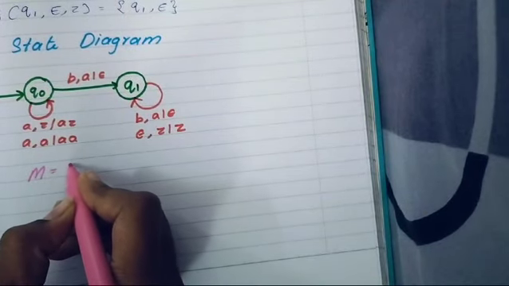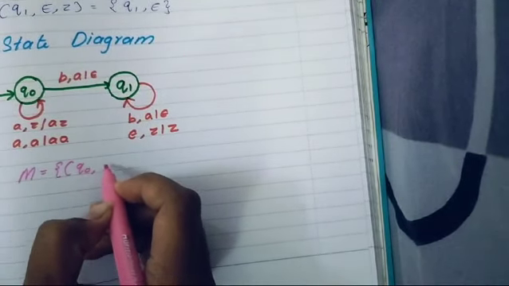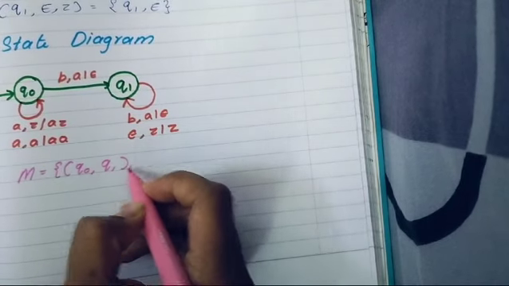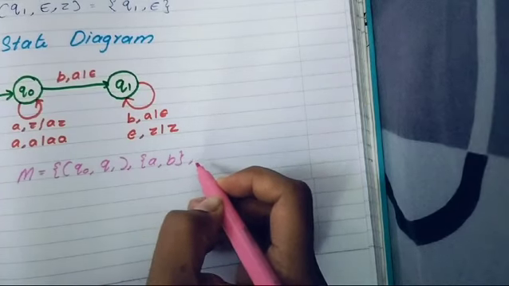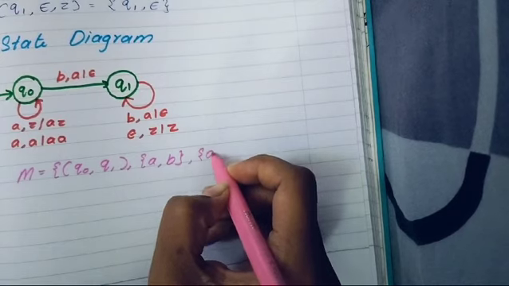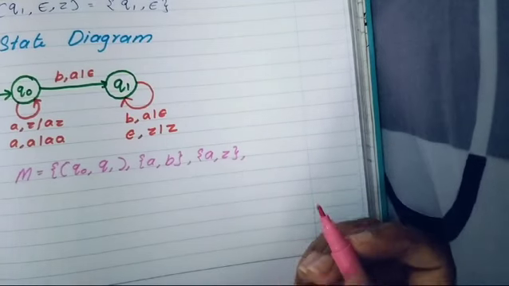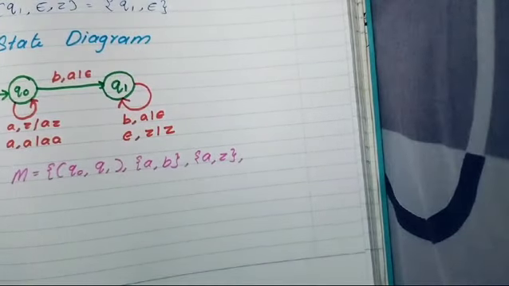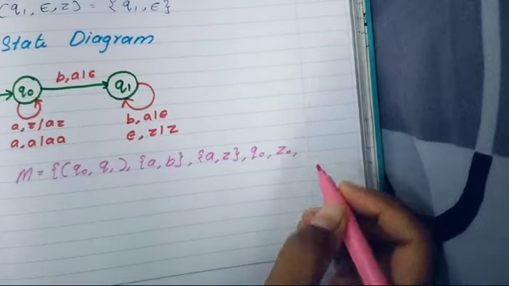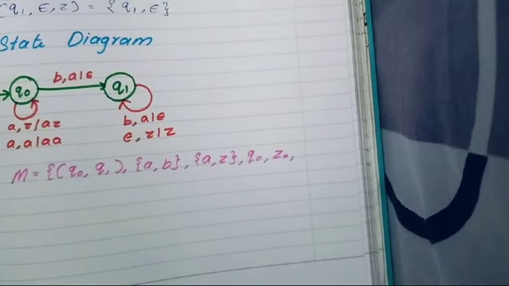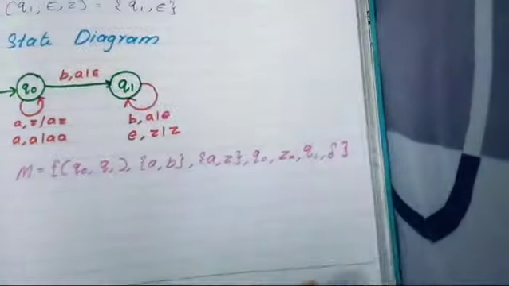Now the PDA is represented as follows. It has Q0 and Q1 as states. The input symbols are A and B. Then comes gamma, which is the pushdown symbols, A and Z. Then we write the initial state, which is Q0, and Z representing the pushdown symbol which already exists, which is Z0. And the final state will be Q1, and delta, which is the whole process that we have done.